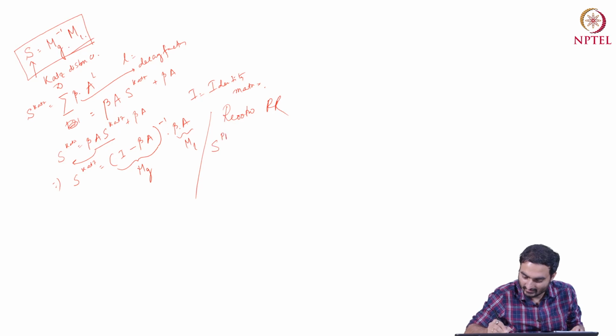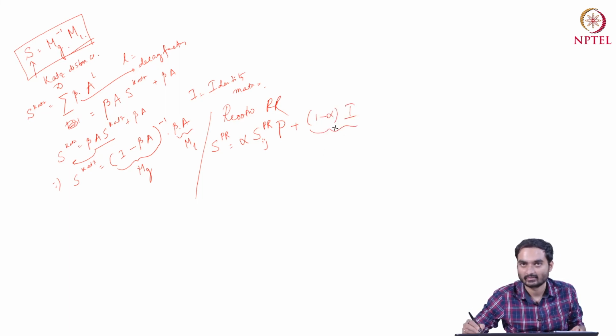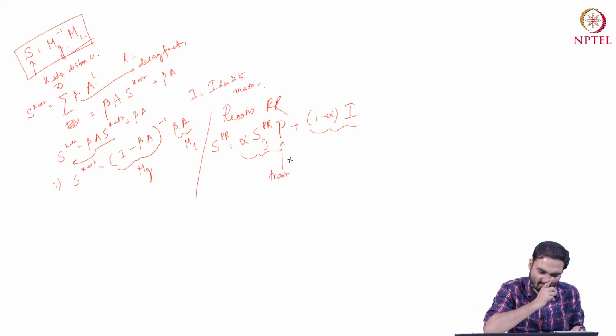S of page rank is alpha; with alpha probability you basically move. Since we are only calculating between i and j, so Sij PR, with transition probability P plus 1 minus alpha I. This takes care of the restart probability and this takes care of the jumping probability, right. What is P? P is the transition probability, transition matrix, stochastic matrix. Okay.